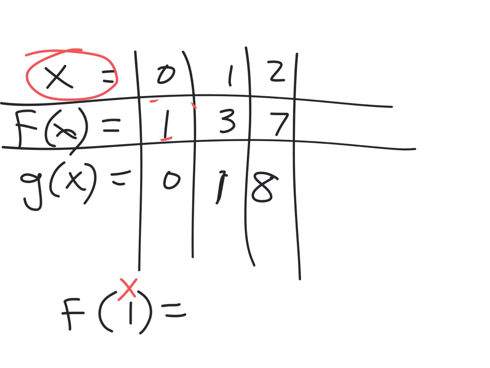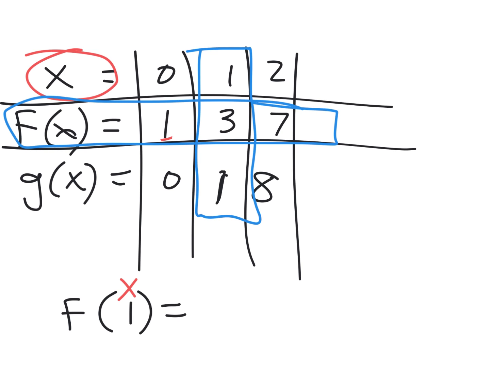So I use the f of x and I use the 1. So here's the f of x. And I use the x is 1. And together the answer comes out to 3. Raise your hand if you had that one right.